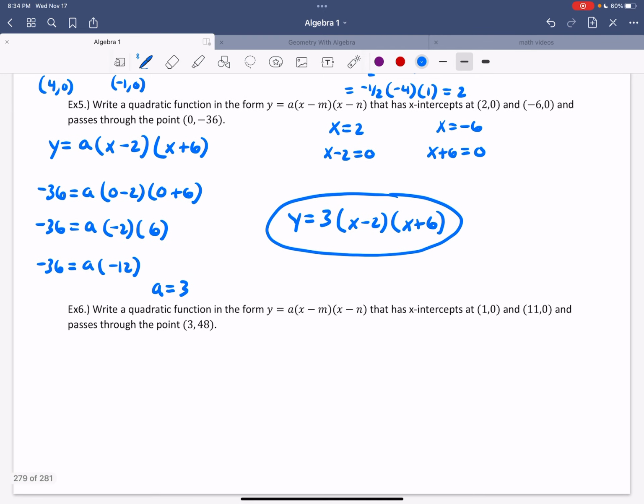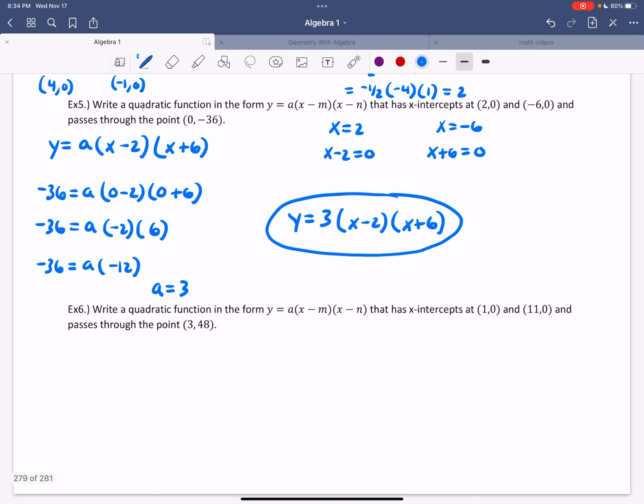Number 6 would be a good one for you to pause and work on yourself and see if you can get it before I go through it. So go ahead and pause the video now and see what you can do. All right, welcome back. Hopefully you actually paused and worked on it. If not, here's your last chance to pause and actually do it before I start talking about it. It's my disclaimer. Spoiler alert. All right, here it goes.